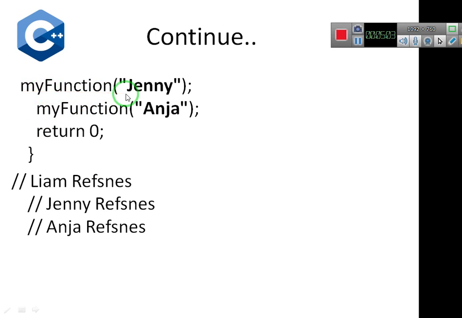So my function Jenny, again my function Anja, return 0. So that will be the output of the code. Lamb references, Jenny references. So what we have here, fname. So fname is the parameter that the function takes, and while we give the parameters here in the form of string, make sure that the type will be string type.